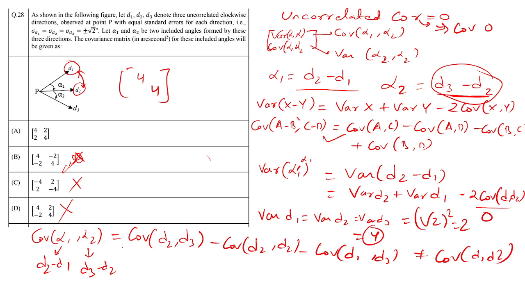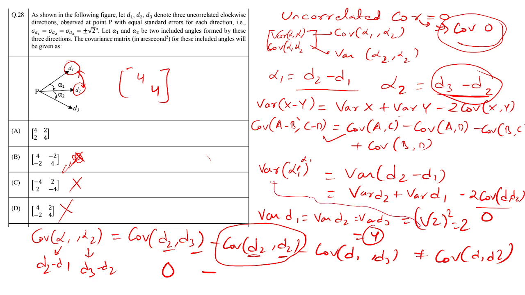Wherever there are different directions, we have seen the covariance is 0 since they are not related. So 0 minus covariance of d2 d2, which is the variance of d2, and that is 2. So here 2 will come, and all others are 0. So it is minus 2. So we have got our other two components, that is minus 2 and minus 2. So this is the answer.